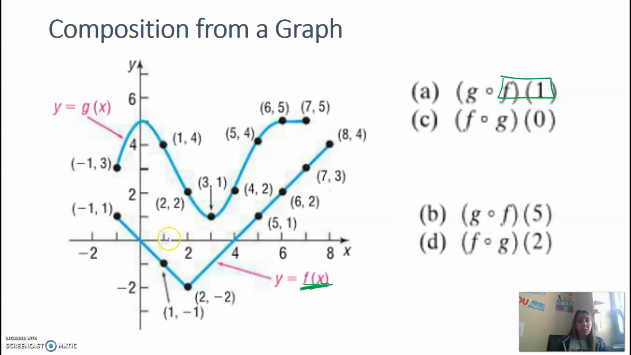So this says we go down and we find where f is 1, which is right here, which means my x is 1, my y is negative 1. So f of 1 is equal to negative 1. I'm going to stick that in g.